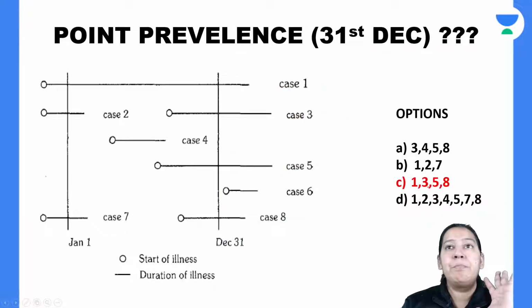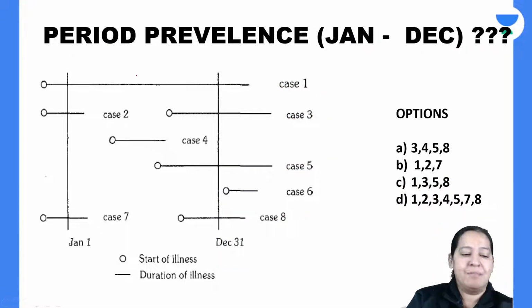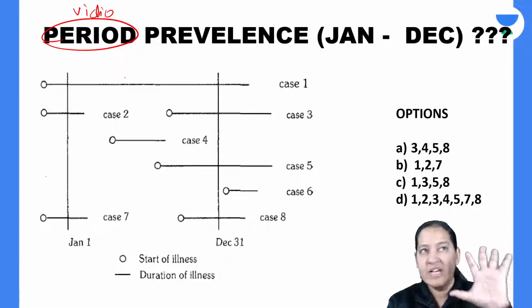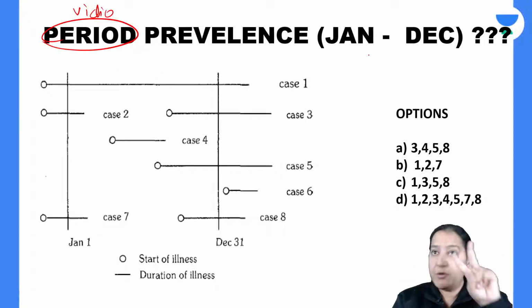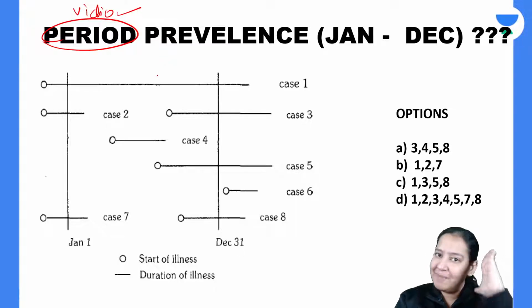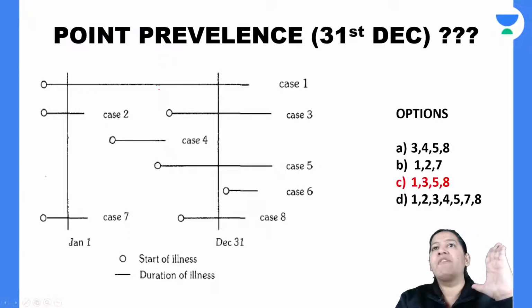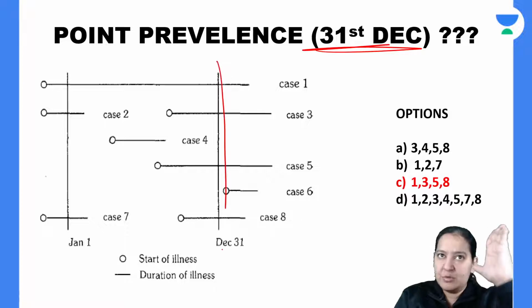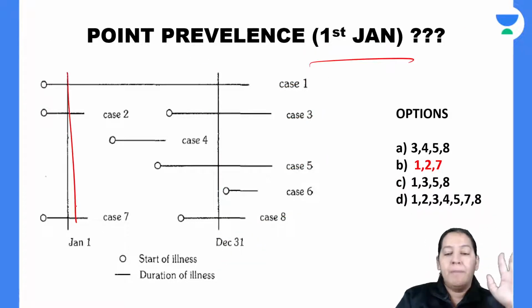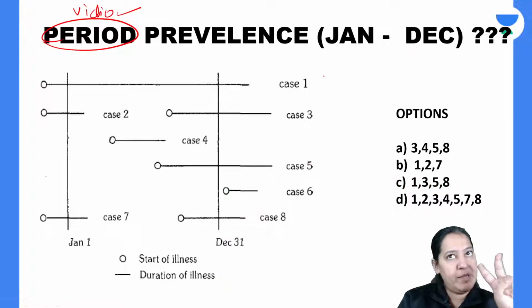And if I ask period prevalence, my last question, what is the period? Period is the video. It is not snapshot. Take a video, cinematography, right? So it is a video. Video prevalence between 2 points. If you want to take a video, there should be 2 points. Point means snapshot. In snapshot, you require 1 point only. It is 31st December, it is 1 point, not 2 points. Here it is 1st January, 1 point. But if you want a period, you have to have 2 points. 1st January to 31st December.